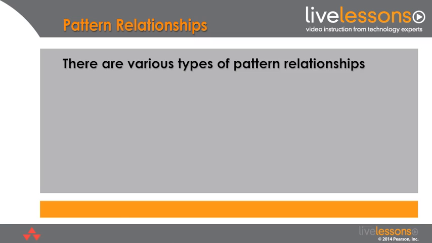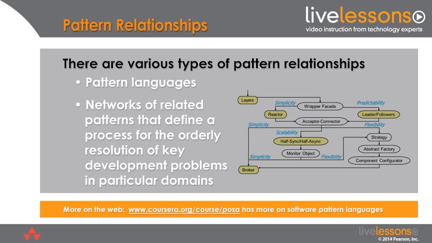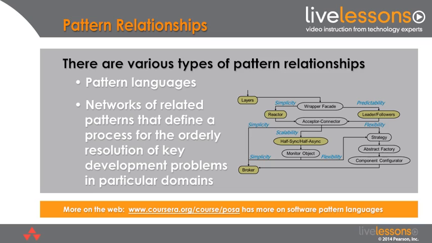The final form of pattern relationship you see documented quite a bit in the literature is something called a pattern language. A pattern language is a network of related patterns that provide a process for the orderly resolution of key development problems within a particular domain. We're not going to talk much at all about pattern languages in this course because it doesn't really lend itself to the kinds of problems that are addressed with the Gang of Four patterns, but there are many other places you can go to find out more about pattern languages.